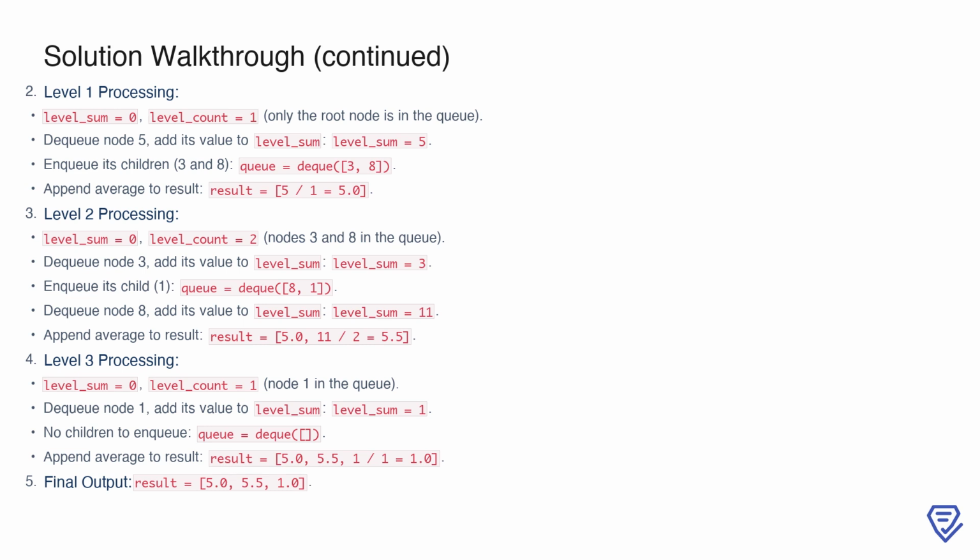The average for this level is 1 divided by 1, which is 1.0. Adding this to the result list, we get the final output as 5.0, 5.5, 1.0.